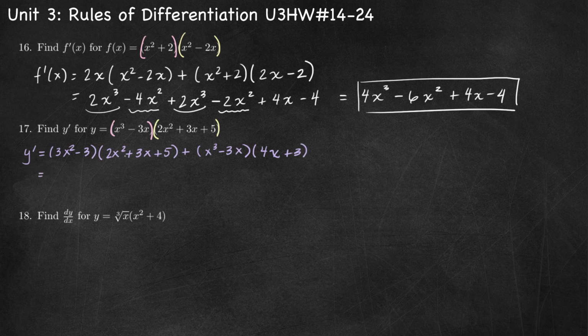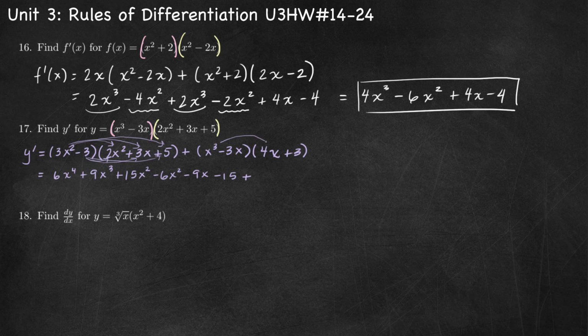Okay, now to simplify this, I have a lot of distributing to do here. I'm going to distribute the 3x squared here. So that's 6x to the fourth. And then here, that's going to be 9x cubed. And then the 3x squared times the 5 is going to be plus 15x squared. And then I'm going to distribute the negative 3. So negative 6x squared, negative 9x, negative 15.